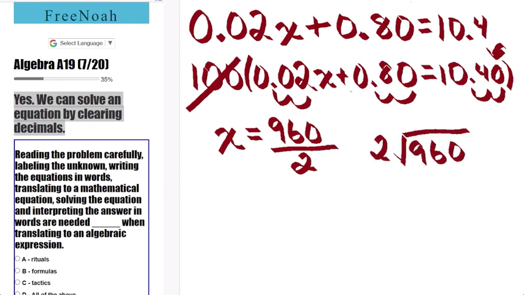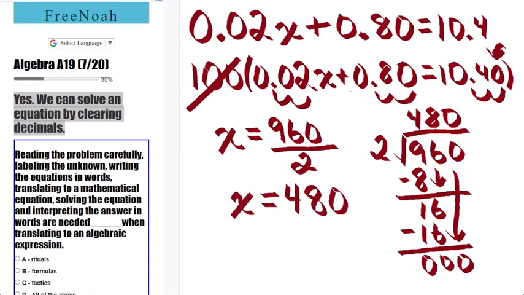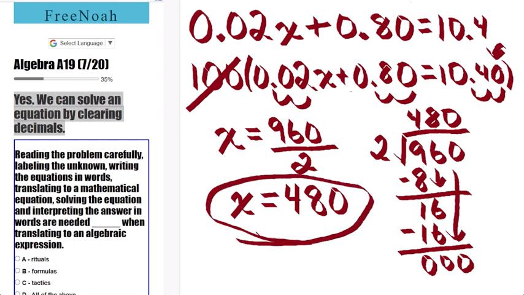Now, if you want to take it a step further, we can even find the division here. How many times does 2 go into 9? 4 times. 4 times 2 is 8. 9 minus 8 will give us 1. We're going to drop down the 6. 2 goes into 16 8 times. 8 times 2 gives us 16. 16 minus 16 gives us 0. And we have 0 dropping down on another 0. And 2 goes into 0 0 times here. So we're left with 480. So x equals 480.